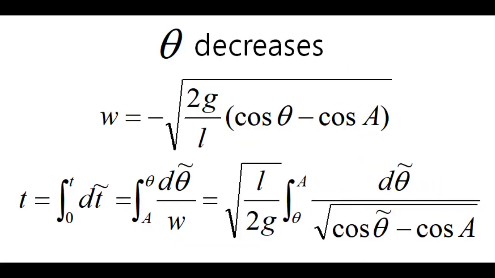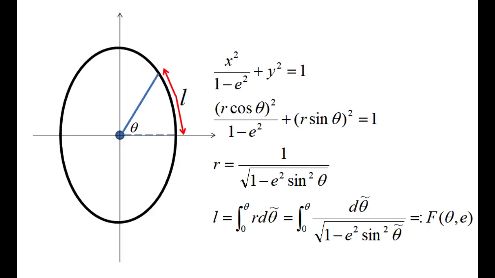Then we get the following integral. In order to evaluate it, we first need to learn about the elliptic integral. Suppose we must find the arc length of an ellipse from argument 0 to theta. Writing the equation of the ellipse in polar form and integrating gives the algebraic form of the length, which is defined as the first kind of elliptic integral, or F(theta, e).